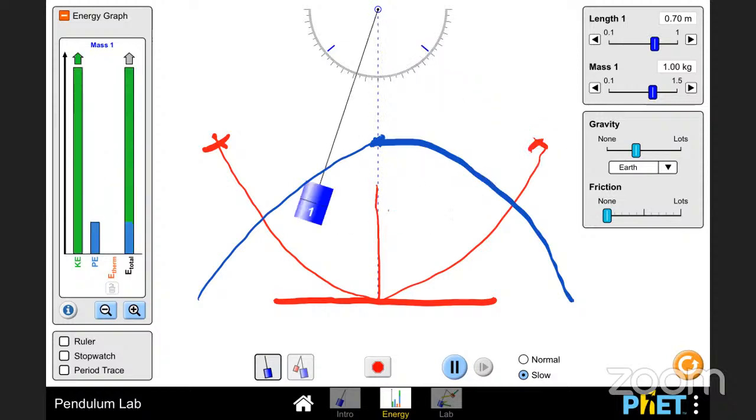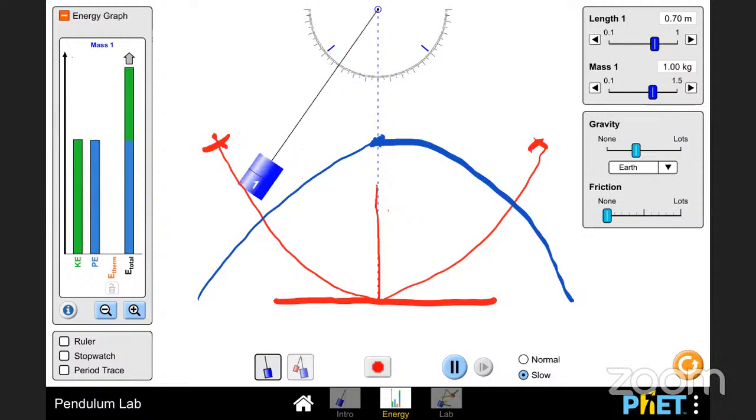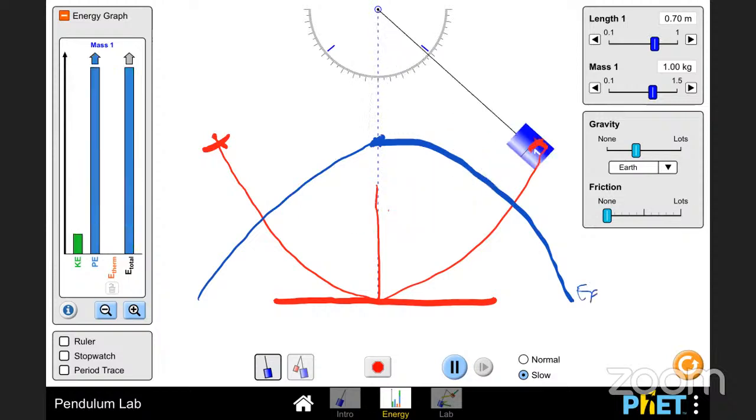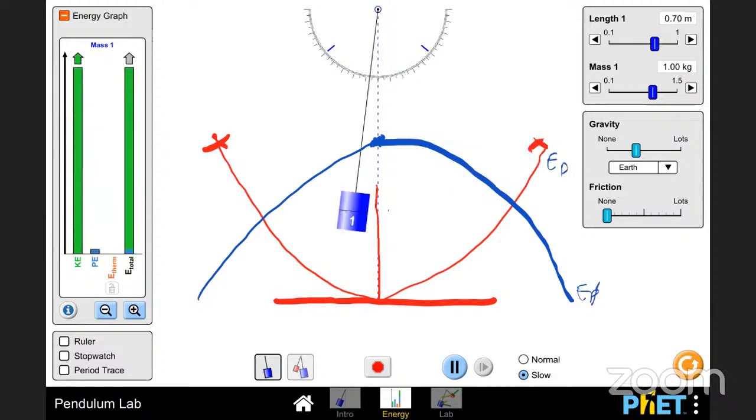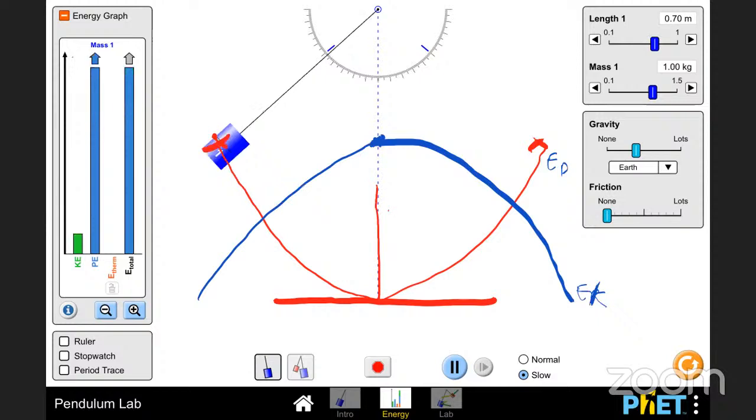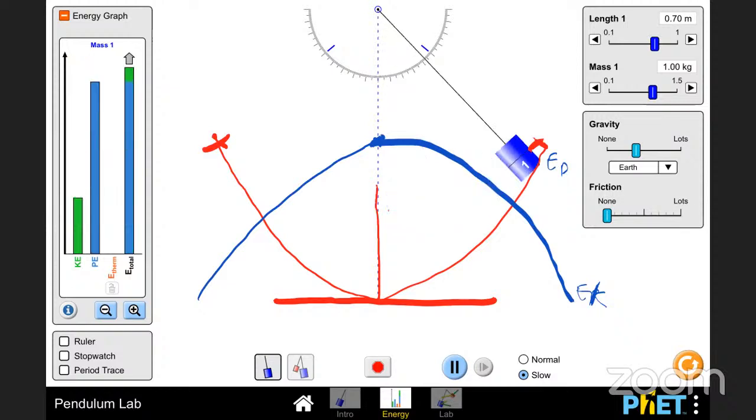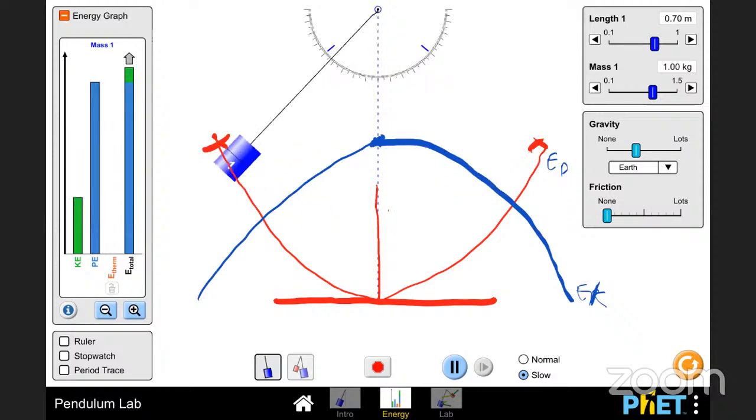Here's the question. The blue is the graph for kinetic, the red is the graph for potential. What does the graph of total mechanical energy look like? A straight line? A straight line like that?